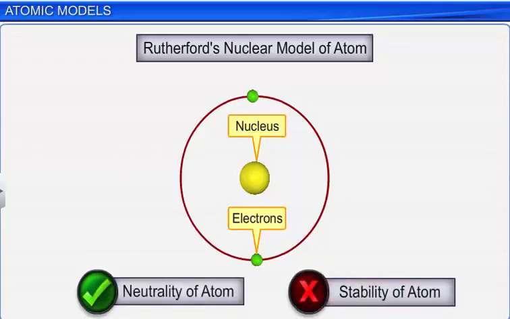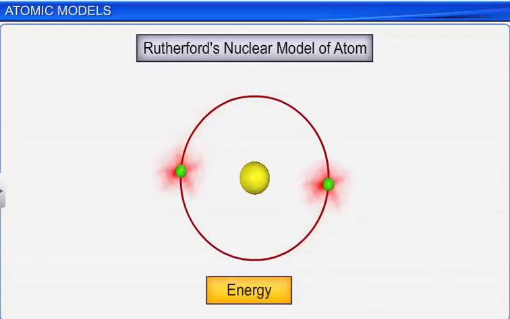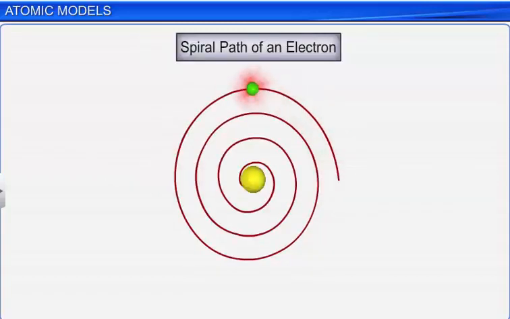According to Maxwell's theory of electromagnetic radiation, a charged particle in circular motion emits energy continuously. Hence, an electron revolving round the nucleus also loses energy. As a consequence of this, the electron follows a spiral path towards the nucleus, and this ultimately results in collapse of an atom.